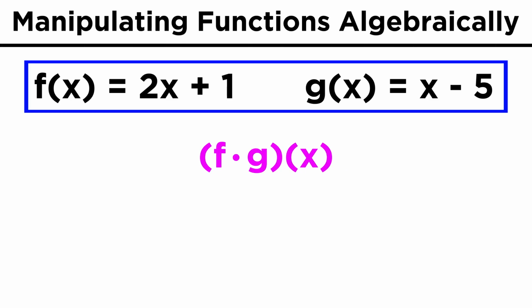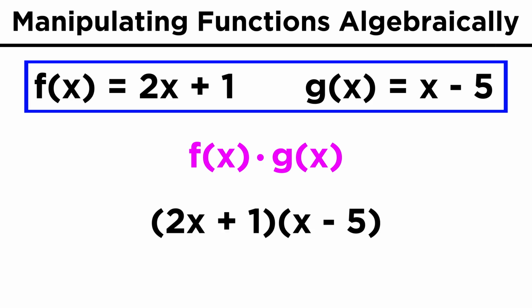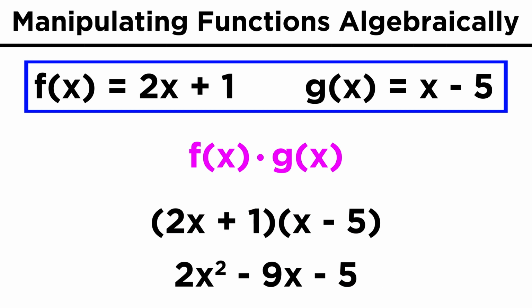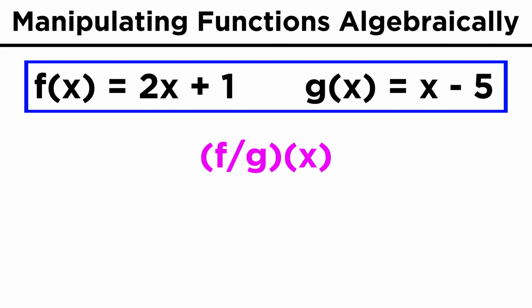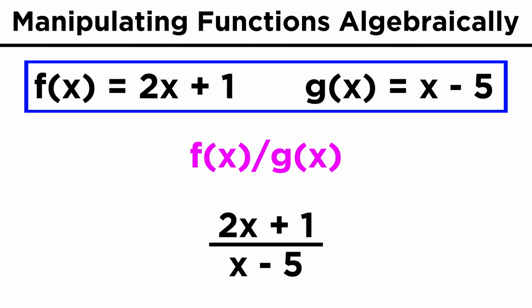We can also do f times g of x, which is f of x times g of x. That would give us the product of two binomials, which we could FOIL. We've already covered this method in detail, so hopefully we can do this quite easily to get 2x squared minus 10x plus x minus 5, which we can then simplify by combining the x terms. And lastly, we can do f over g of x, which is f of x over g of x. In this case, we just put 2x plus 1 over x minus 5, and that's all we can do.